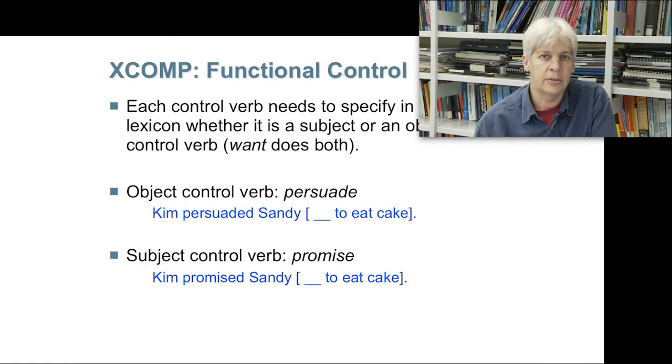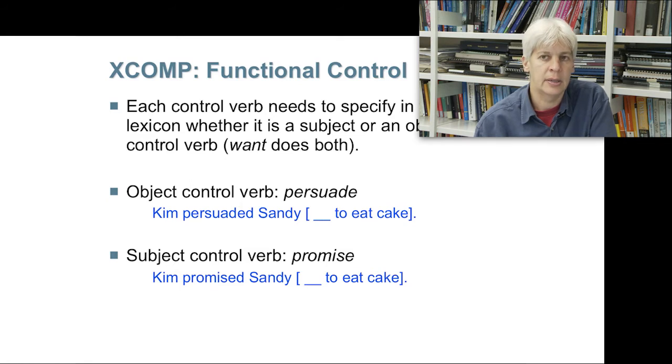So, getting back to functional control. As I said, it's a lexical property of the verb, so each control verb needs to specify in the lexicon whether it's a subject or an object control verb. And actually, want is a special case, it does both. I can say Kim wants to eat or Kim wants Sandy to eat.